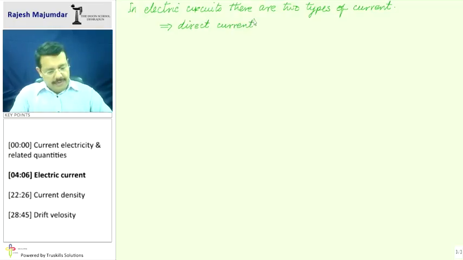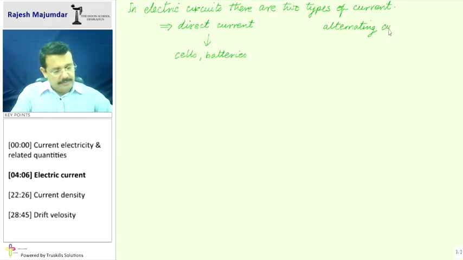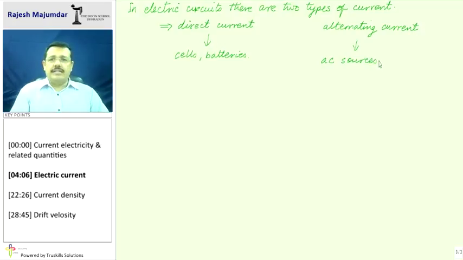Direct current is produced by cells or batteries, which we use in daily electronic or electrical circuits. The other current is called alternating current. And there are sources, called AC sources, which produce alternating current. There are generators also which produce DC current and AC current.